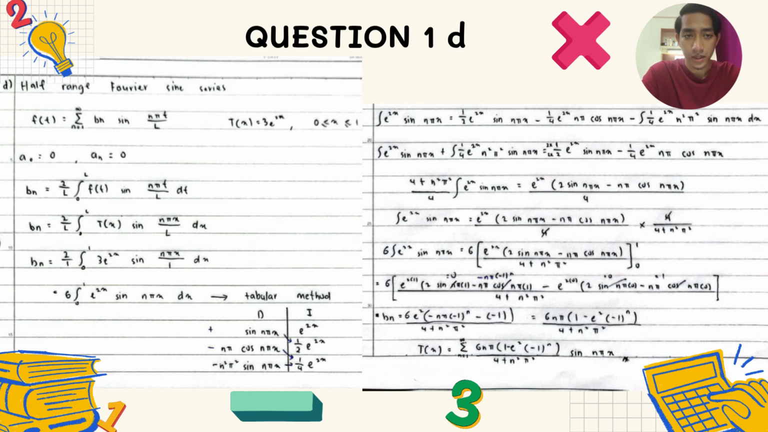Since L equals 1, we will get bn equal to 6 times the integral from 0 to 1 of 3 to the power of 2x sine n pi x dx.